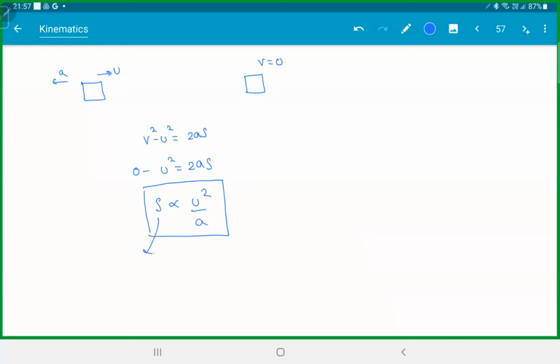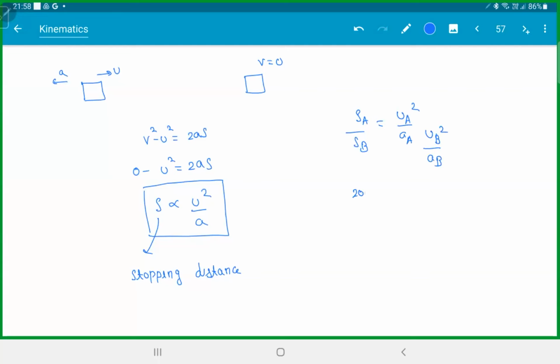S is the stopping distance. So if you double the speed, it becomes 4 times. If you make the deceleration half, it becomes double there. The stopping distance is proportional to u square by a. So SA by SB will be UA square by acceleration of A, UB square by acceleration of B.